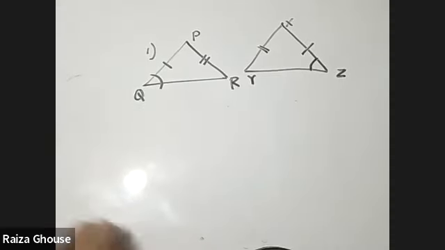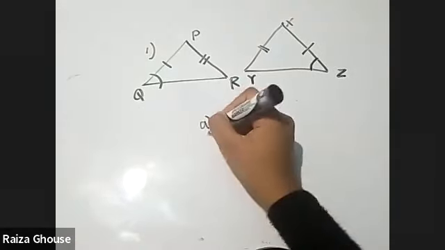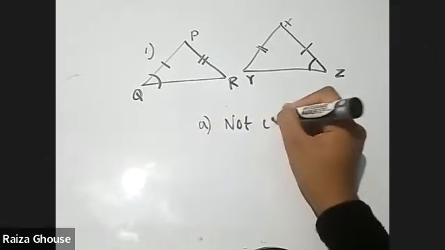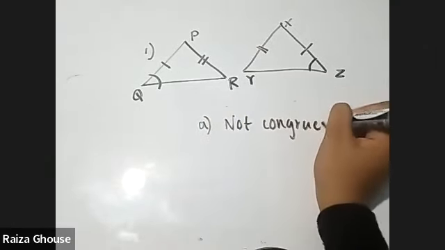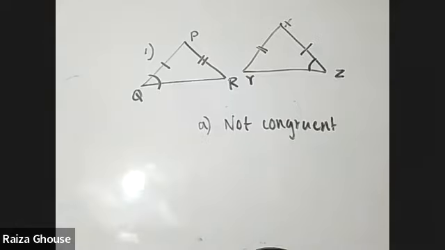Yes, sir. Okay. I just wanted to explain that to you. That's what I gave you to do, then you'll understand. Right. Now write down not congruent. We don't want to prove anything. Just not congruent. That's all. Not congruent. That's it.